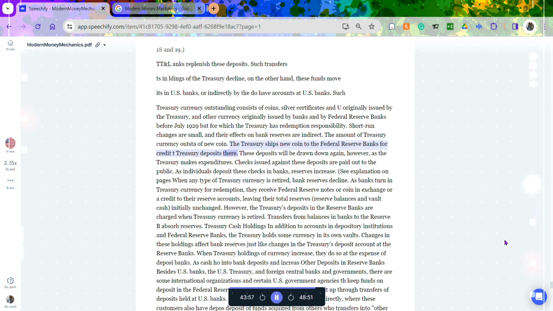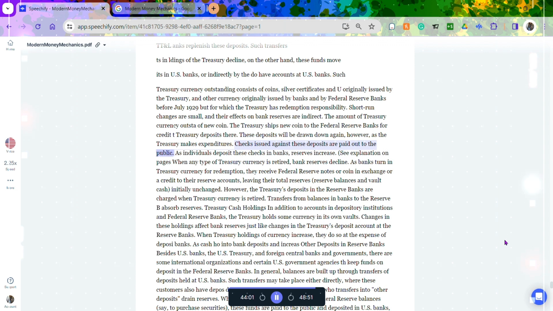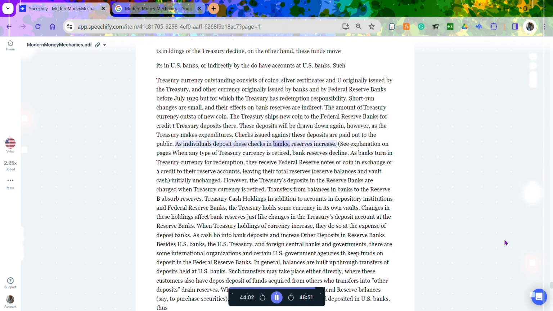Treasury deposits there. These deposits will be drawn down again, however, as the Treasury makes expenditures. Checks issued against these deposits are paid out to the public. As individuals deposit these checks in banks, reserves increase. When any type of Treasury currency is retired, bank reserves decline. As banks turn in Treasury currency for redemption, they receive Federal Reserve notes or coin in exchange or a credit to their reserve accounts, leaving their total reserves, reserve balances and vault cash, initially unchanged. However, the Treasury's deposits in the reserve banks are charged when Treasury currency is retired. Transfers from balances in banks to the Reserve Banks absorb reserves.